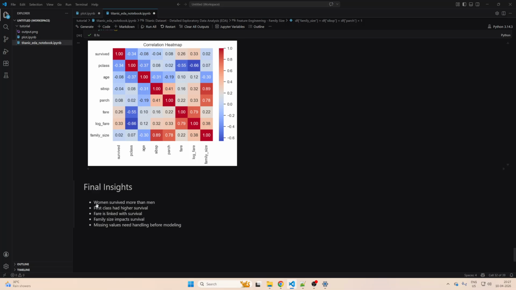So final insights: women survived more than men. First class had higher survival. Fare is linked with survival. Family size impacts survival. Missing values need to be handled before we start modeling the data. So this is how we do an exploratory data analysis, EDA, of a dataset.